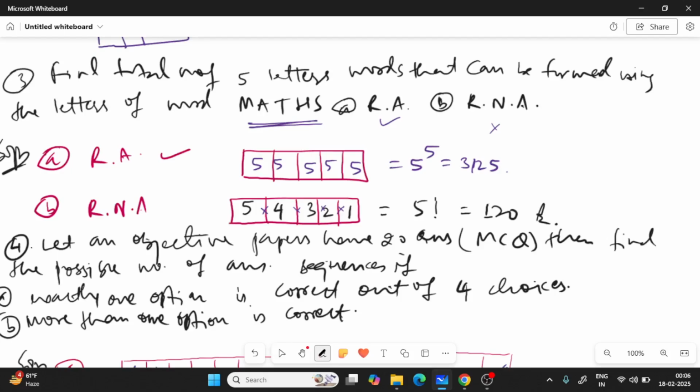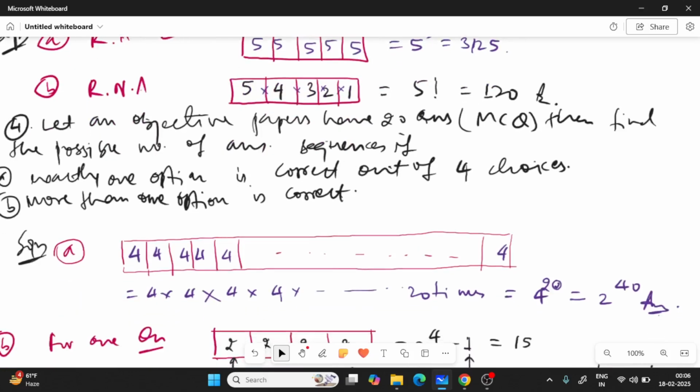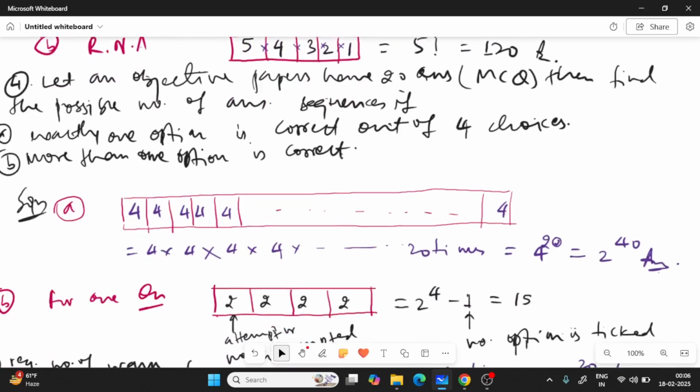Okay. Now the next question is: let an objective paper have 20 questions. How many questions are there? 20 questions are there, and they are all of MCQ type. Then it asks to find the total number of possible sequences of answering the questions.